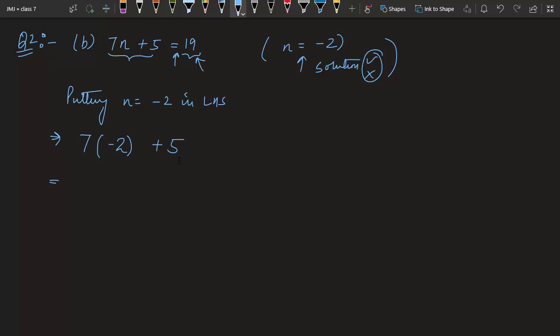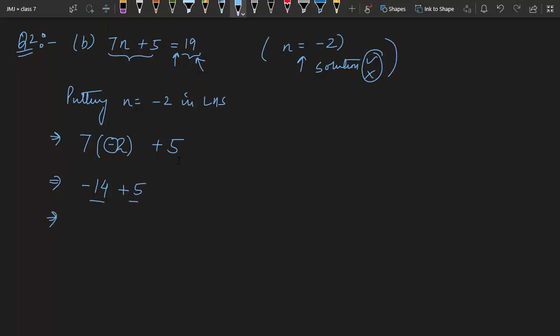Okay. Now, so we have 7 into minus 2. We all know 7 2s are 14, and as there is only one negative sign in the multiplication process, which is an odd number, we have to keep the negative sign. So the answer is minus 14, and we have a plus 5 sign.